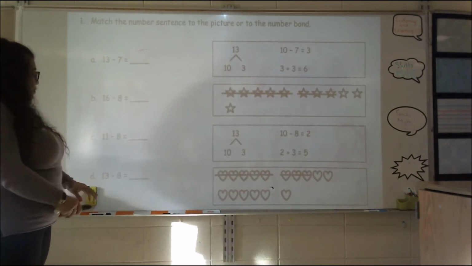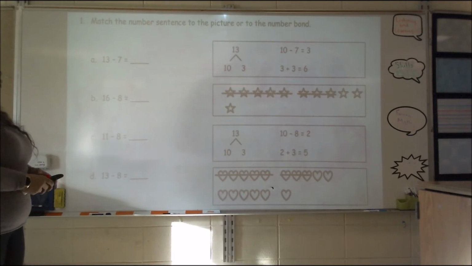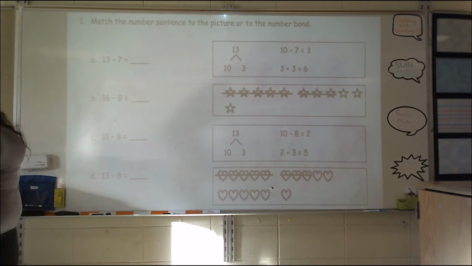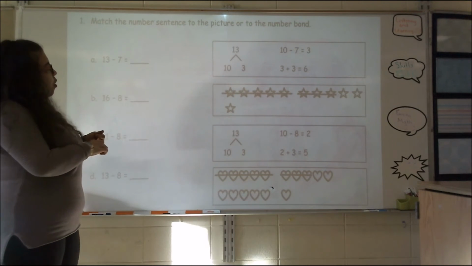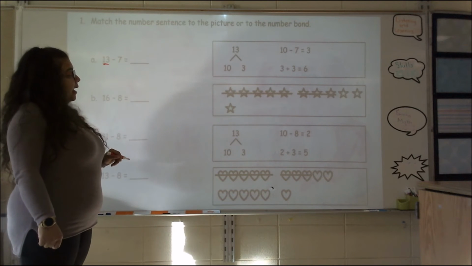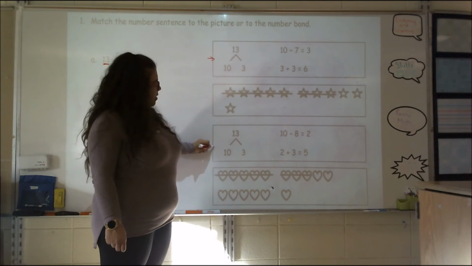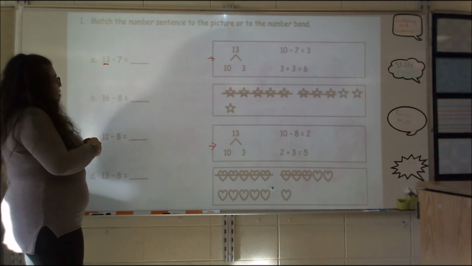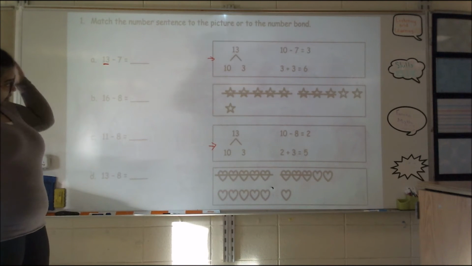All right, for this particular side, it says we're going to match the number sentence to the picture or the number bond. So we're going to just do matching. We're going to do some matching, and then we'll find the answer. So for letter A, we know the whole is 13. 13 minus 7. And we know that this has 13 as the whole, and this has 13 as the whole. One of these two number bonds matches letter A. Which of these two number bonds match letter A?